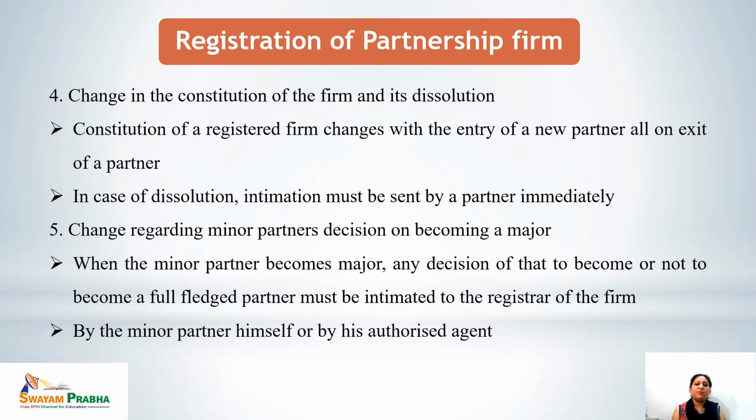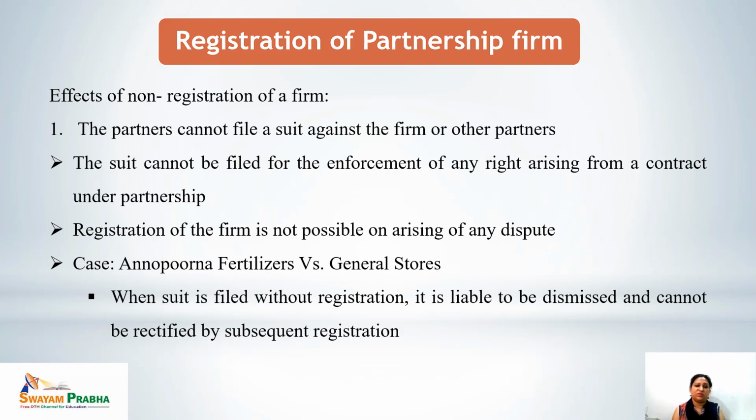Next, a change regarding a minor partner's decision on becoming a major. As we know, a minor can be admitted to the business for profit purposes only, and once that minor becomes a major, he has to convey his intention of becoming a full-fledged partner in that firm or not. This can be done by the minor partner himself, or any authorized agent of his can convey this.